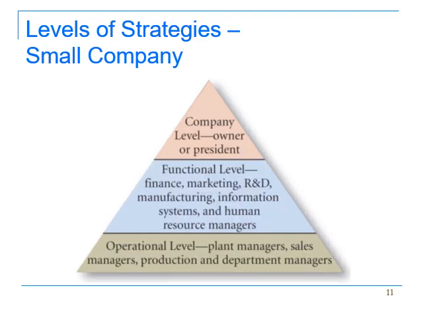However, in small firms, there are actually three levels of strategies: company level, functional level, and operational level. At the company level, the owner or the president is going to take the responsibility of formulating the strategy. At the functional level, finance, marketing, R&D, manufacturing, information system, and human resource managers take those responsibilities. And at the operational level, same as before, the plant manager, sales manager, production, or departmental managers are going to formulate the strategies for the organization.